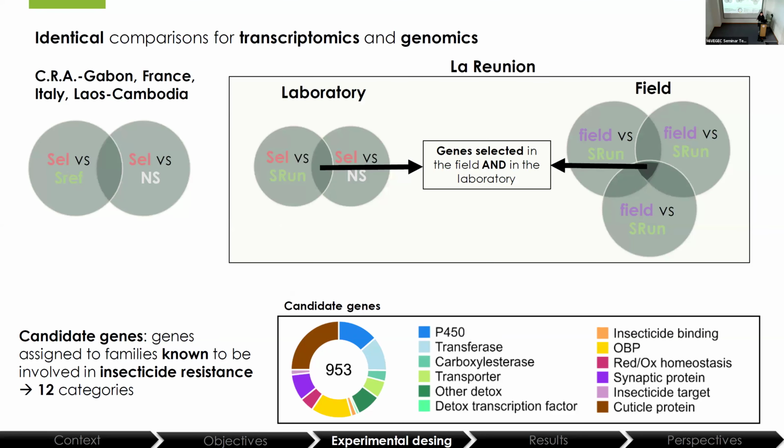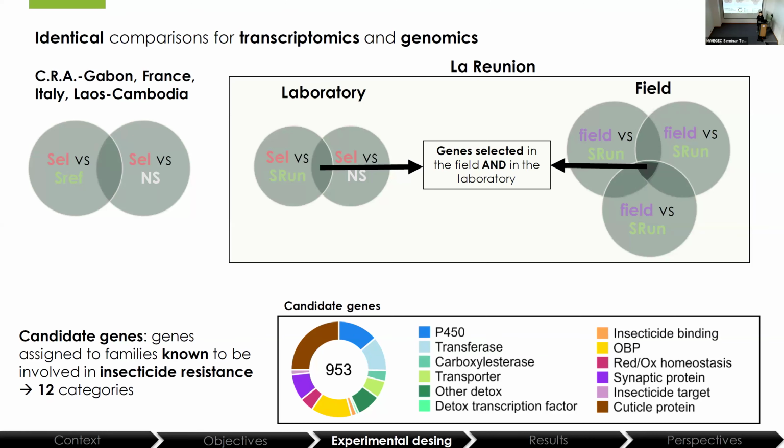So to identify those resistance markers, we have to compare samples together. And I used the same comparisons for transcriptomic and genomic analysis. The experimental design is a bit different for La Réunion Island because we have field populations. But basically, comparing the selected line versus the non-selected line allows us to find genes linked with deltamethrin resistance and selected in the laboratory.